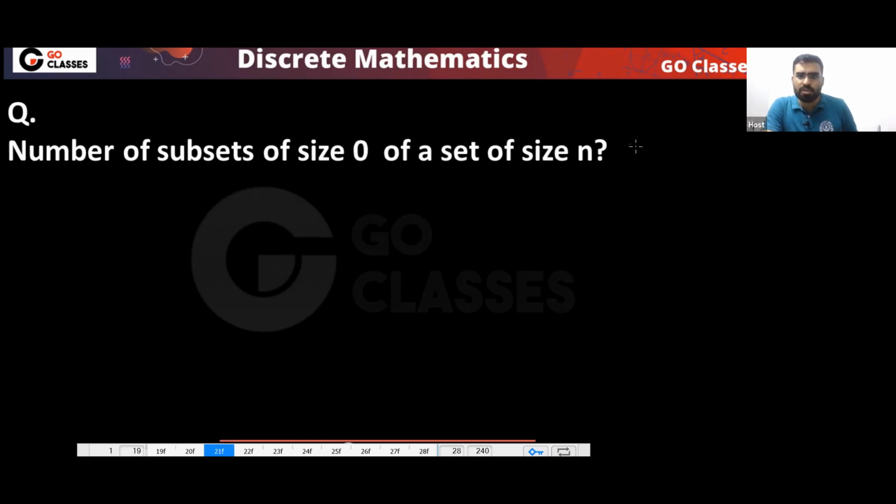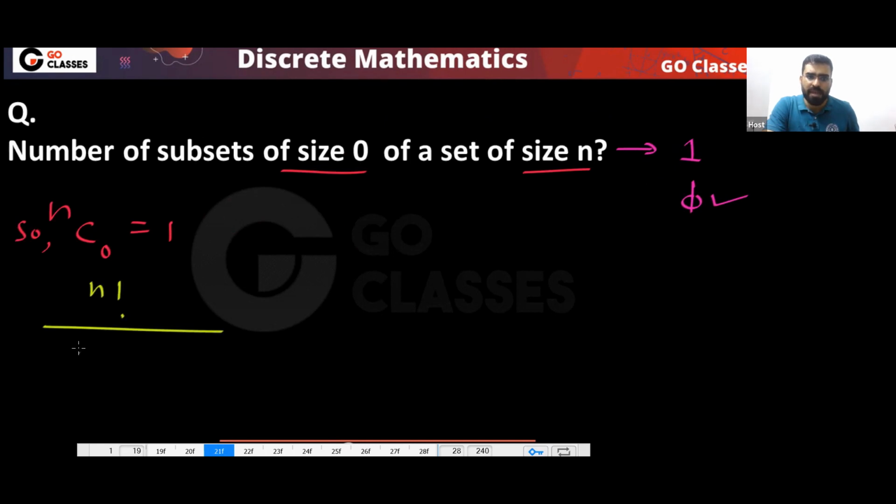Now how many subsets of size 0? The answer is 1, that is the empty set. Only one subset of size 0 you have. So this becomes nC0, and nC0 should be 1. And you know what nC0 is? That is n factorial divided by (n minus 0) factorial times 0 factorial. This should be equal to 1. Now I can cancel them, so finally I can say 0 factorial is 1.